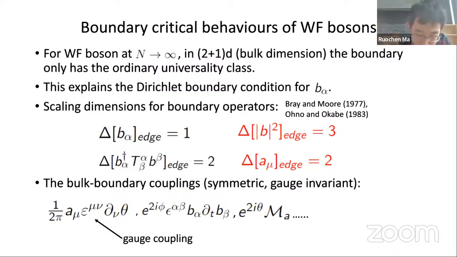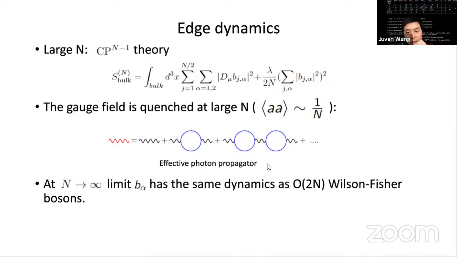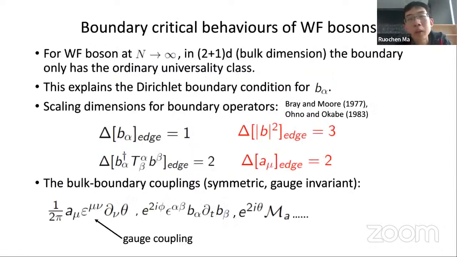Let me say both boundary conditions give a gapped boundary, is that right? Or not? A = 0 should be a gapped boundary, I suppose. So at the transition, the boundary spectrum is gapless. Okay, so here you need to consider, since the boundary dynamics of the boson is the same as an O(2N) Wilson-Fisher boson, you need to ask yourself what the possible boundary criticality of a Wilson-Fisher boson is.